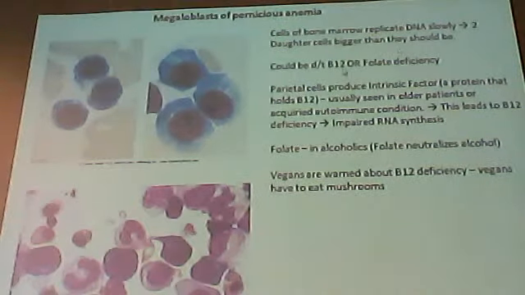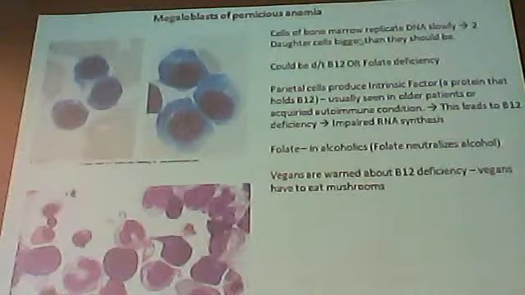This could be a vitamin B12 or a folate deficiency, so they have very similar symptoms clinically, but internally there's a little bit of a difference. Parietal cells produce intrinsic factor that holds the B12. If you have a problem with the parietal cells producing the intrinsic factor, then that'll lead to a B12 deficiency, and you have impaired RNA synthesis, which results in problems with your cell size.